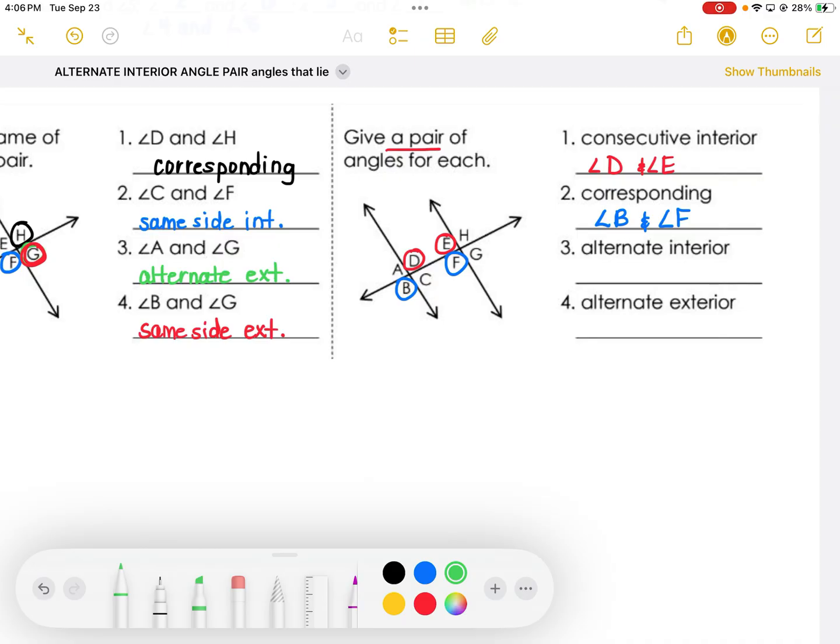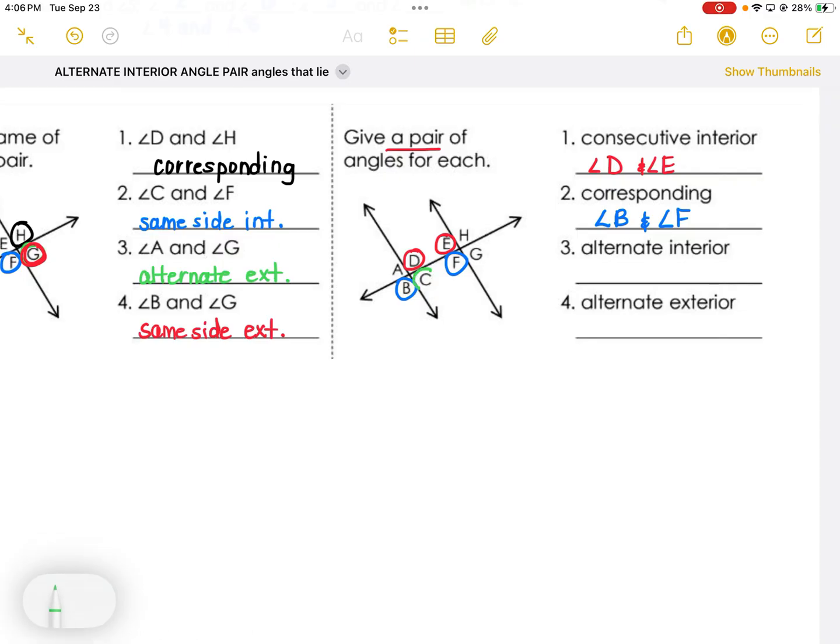Alternate interior, I might say, let's use C as interior, and alternate on the other side would be E. So C and E, or D and F. I highlighted C and E.